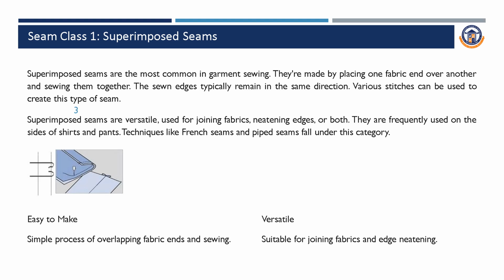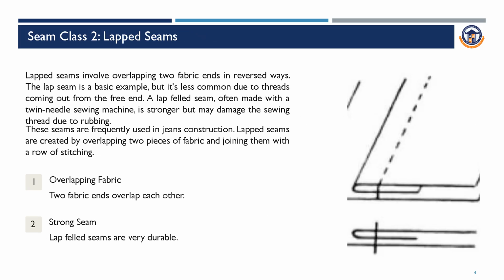Techniques like the French seam and piped seam fall under this category. Easy to make: a simple process of overlapping fabric ends and sewing. Versatility: suitable for joining fabrics and edge neatening applications. Seam class 2, lapped seam.